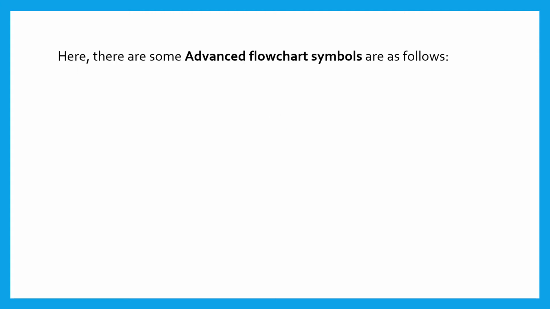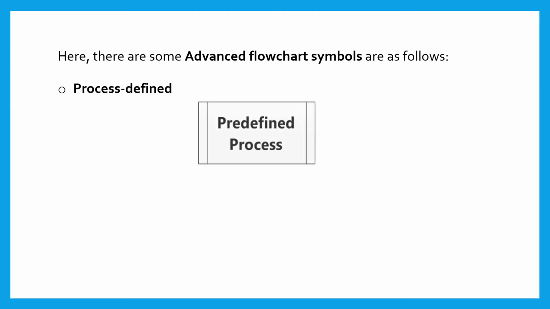Here are some more advanced flowchart symbols. Process defined. The predefined process, a rectangle with two vertical borders, references a multi-step process that may be detailed in a separate flowchart. Preparation. It is used to create a preparation box containing the loop setting statement. The symbol given below is used for representing the hexagonal symbol.